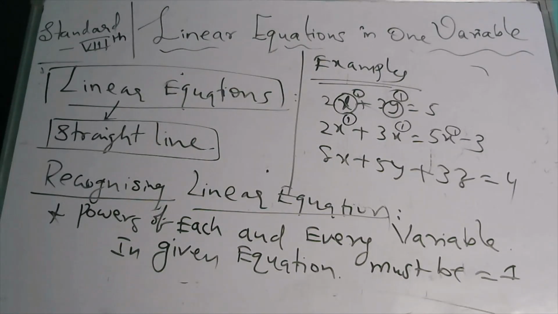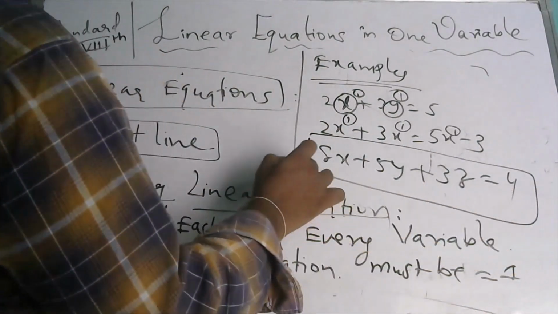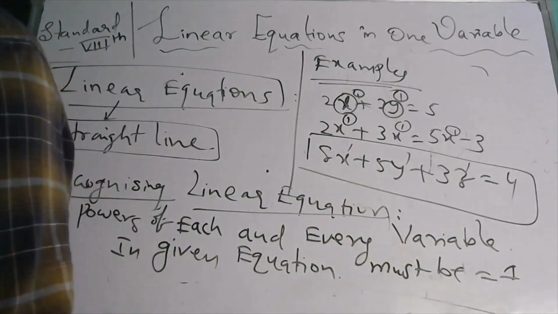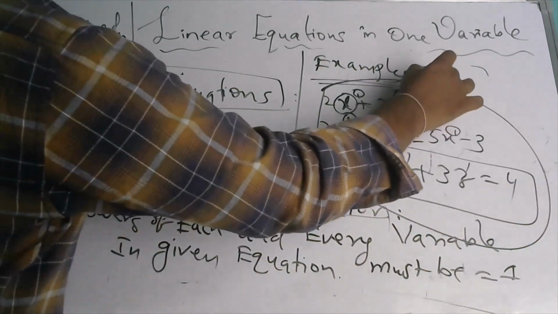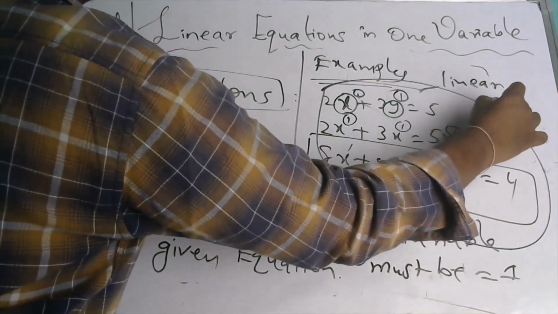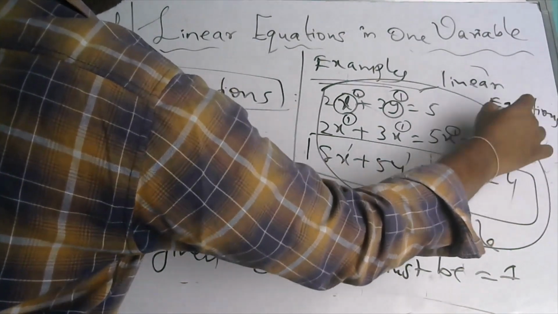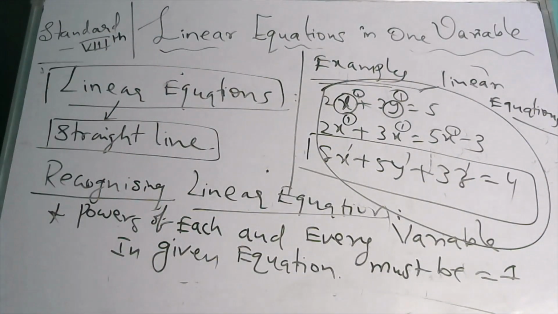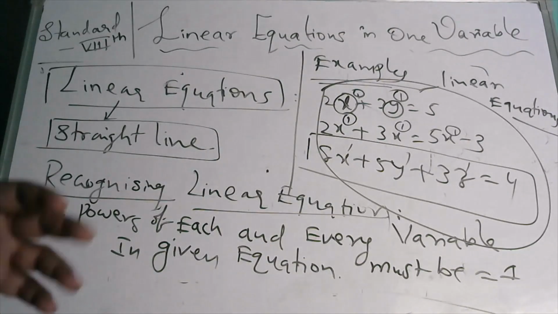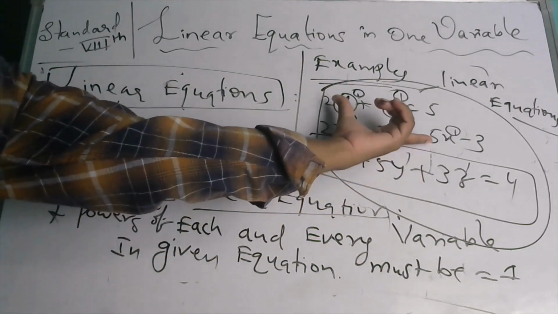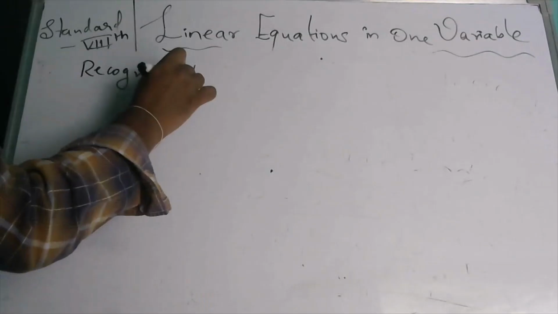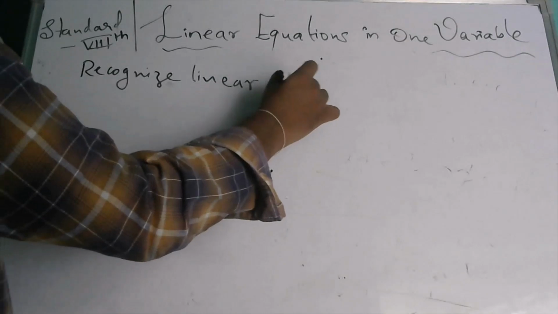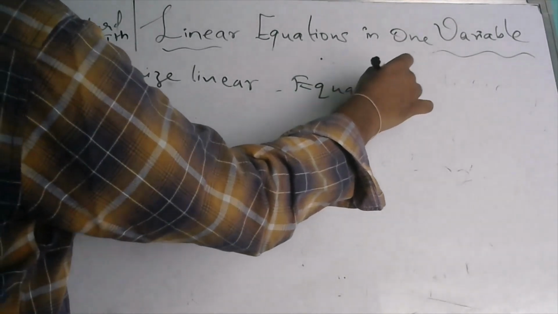It is involved in this expression or equation, having variable power 1. So it is also an equation. Here also every variable, x is a variable with power 1, y 1, z power 1. So all are 1. So these all are said to be linear equations. Linear equations. So what is the important point for recognizing a linear equation? Each and every variable involved in an equation, the powers of the variables must be equal to 1. Recognize linear equation from the following.